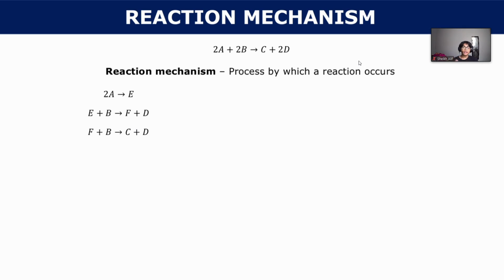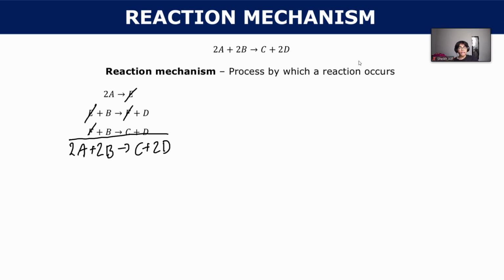For this particular reaction, you might have something like this, where 2A first produces E, and then E plus B produces F plus D, and then F plus B produces C plus D. And you can see how this adds up. So let's just do that really quickly. The E that's produced here is canceled out by the E that's required here. The F that's produced here is canceled by that one. And then I think that's it. So we can add these all up. That's 2A plus 2B produces C plus 2D. And that's exactly what our final reaction is.